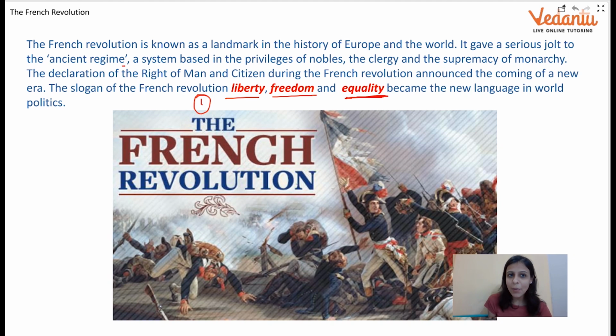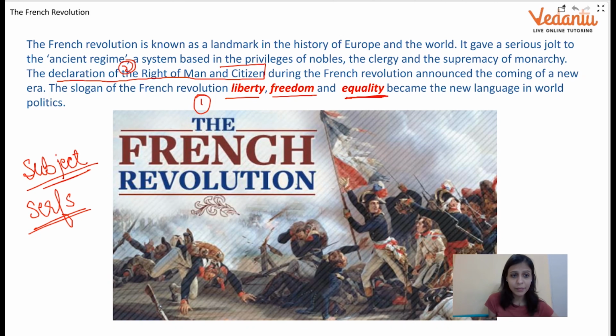Okay. The second point is that there was the declaration of rights of man and citizen. In French society, the people were not considered as citizens. They were just considered as, either you call them serfs or you can call them bonded laborers or slaves. They were not treated as citizens, they were treated as subjects of the king. Like a puppet. The way the king wants you to dance, you'll dance that way.